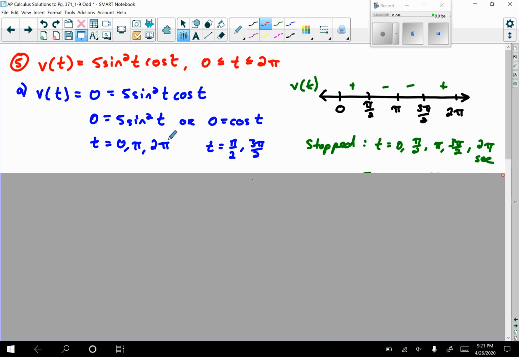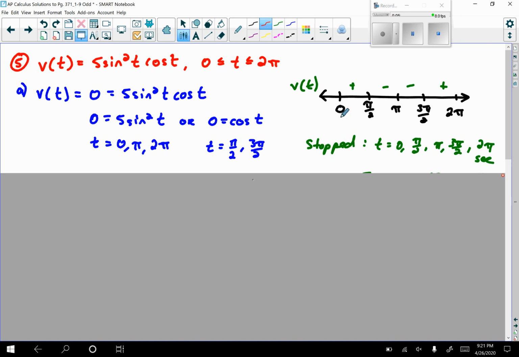the other or both. So here, if I separated this, 5 sine squared of t, if that were to equal 0, divide by 5, which is still 0, take the square root, still 0. So that's going to happen when t is 0, pi, or 2 pi. Yes, technically 0 and 2 pi are the same location on the unit circle, but we still need to list them. And then cosine t is going to equal 0 when t is pi over 2 or 3 pi over 2.